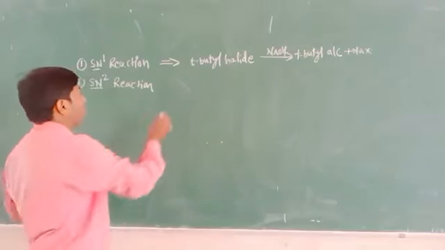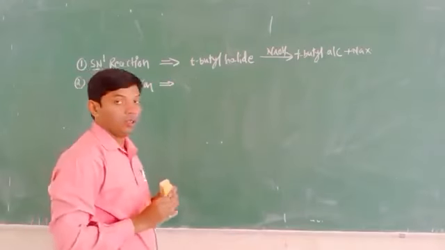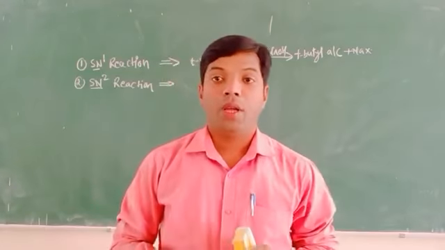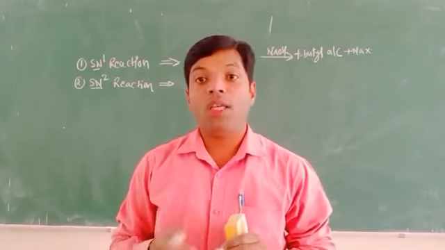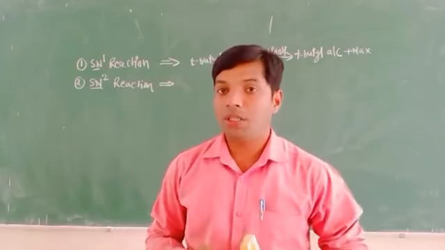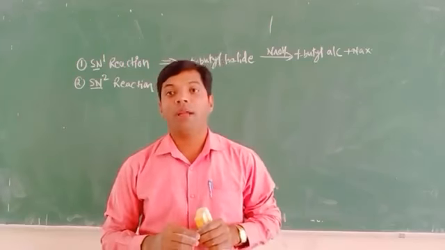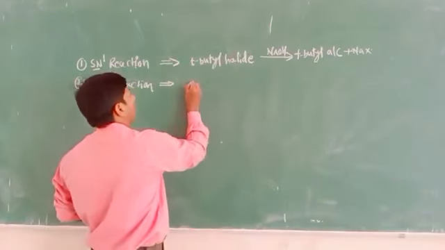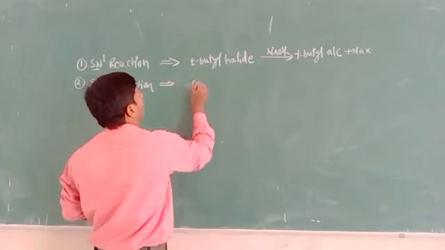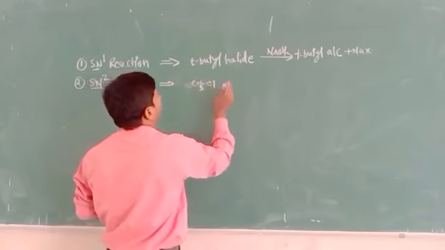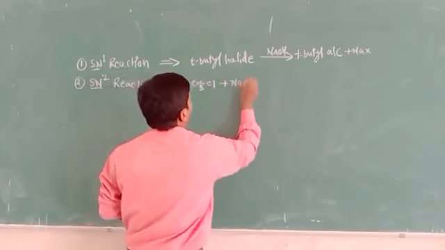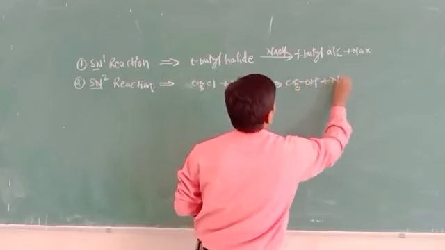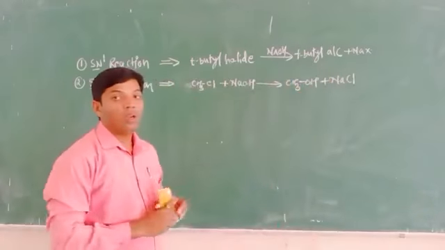What is the SN2 reaction? In the SN2 reaction, given a primary alkyl halide, that is methyl chloride, treated with NaOH, it gives methyl alcohol as a product by elimination of NaX. Here, simply methyl chloride is treated with NaOH. It gives methyl alcohol as a product plus NaCl. So this is called SN2 reaction.